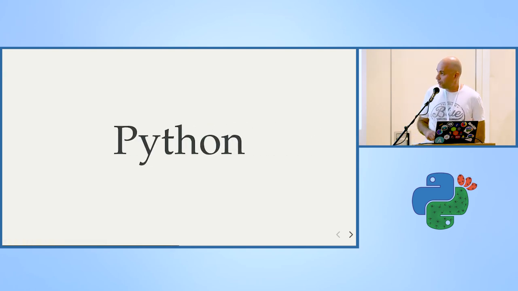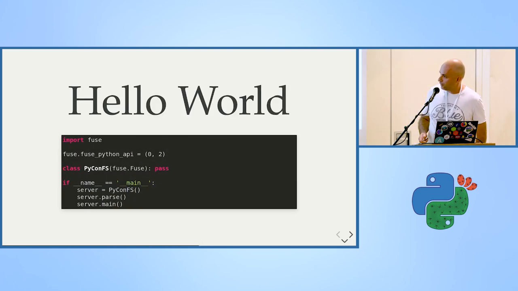So how do we do it in Python? It's actually quite easy. All we need to do is import fuse, set the API version, and inherit the Fuse class from the fuse module. And that's it, we run it, and we have a fuse file system. So that's it, my lecture is done here. So I'm going to show you. How many lines is it? It's like 6, 7, something like that.